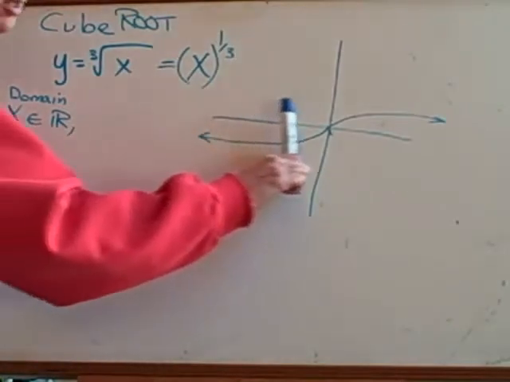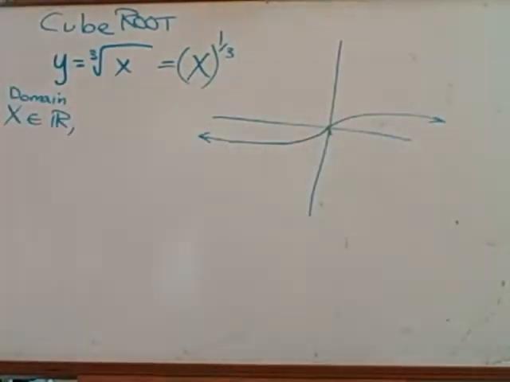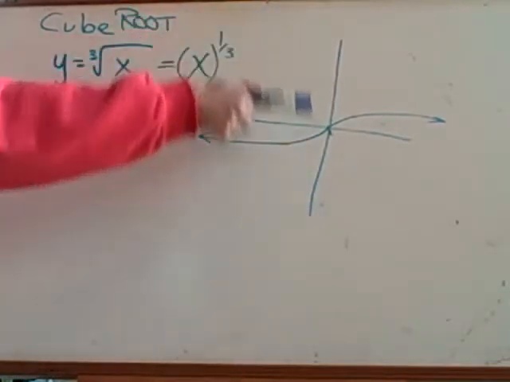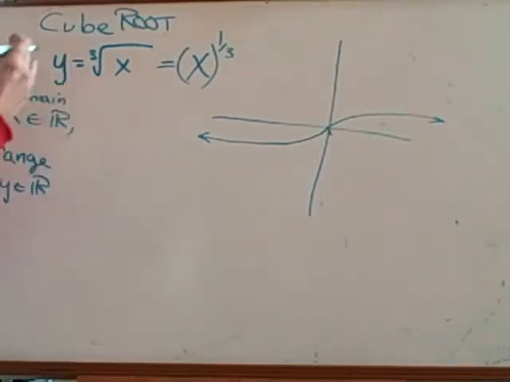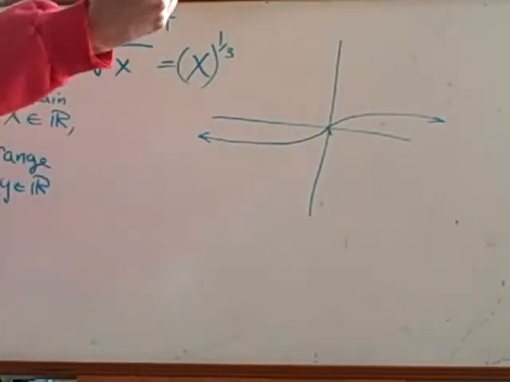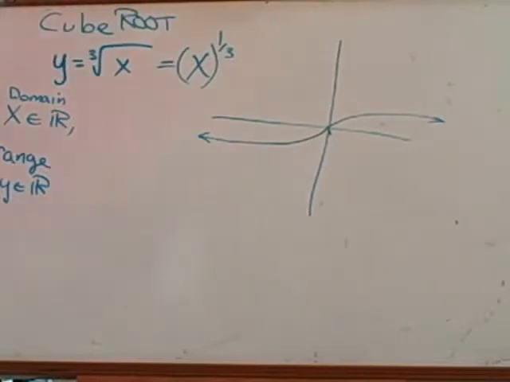When you look at domain, you look left to right. I could plug in any number whatsoever. My range is when I look up and down and I say, okay, what can Y be? Y is an element of the reals. Even though we only have a short picture of the graph, if we took it out forever and ever, it would keep growing up this way and down this way.